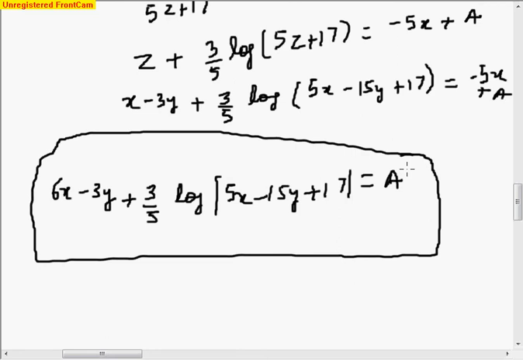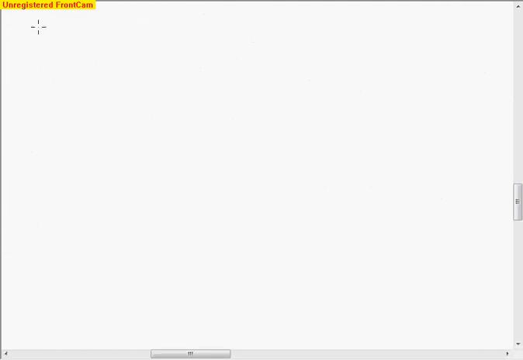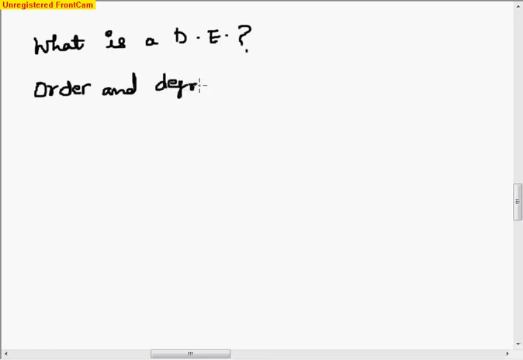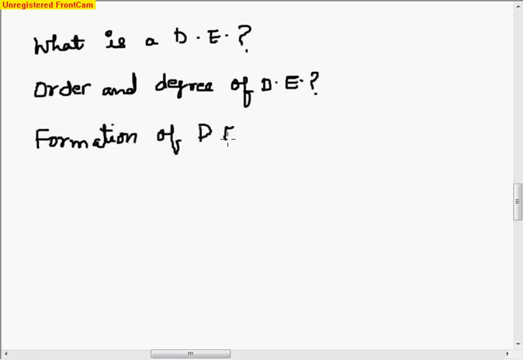Okay, now let us recall what we did in differential equations. First of all, we learned what is a differential equation. Order and degree of differential equation. Then we learned formation of differential equation. Then we learned to solve the differential equation, solution of differential equation.